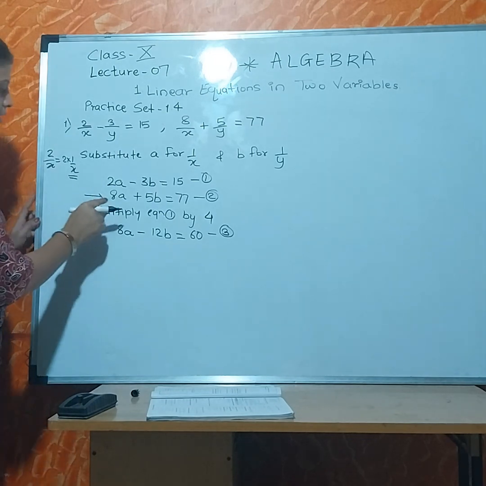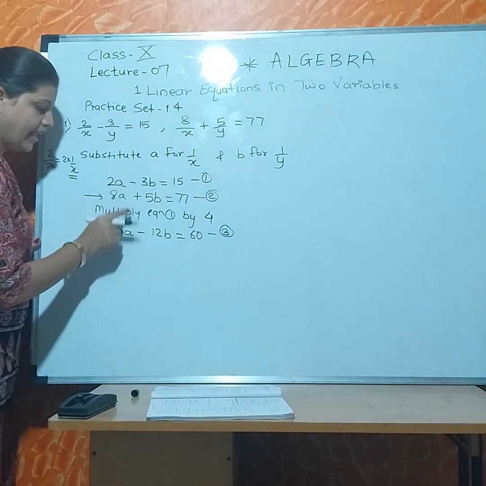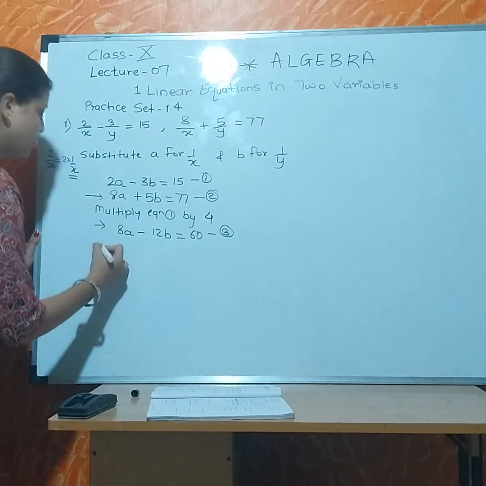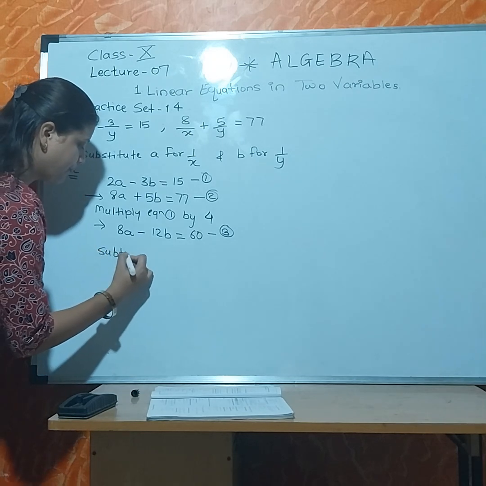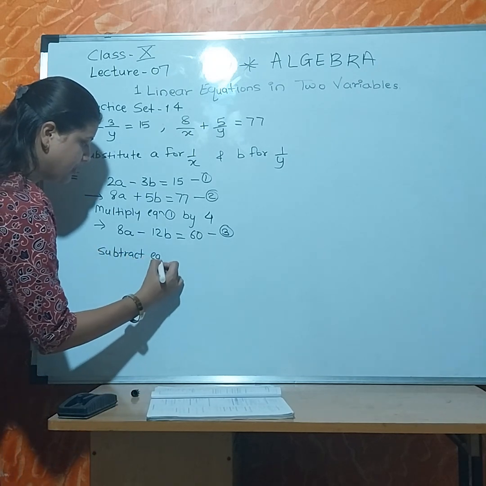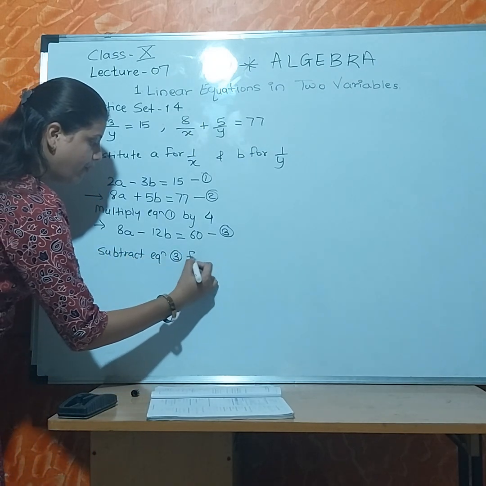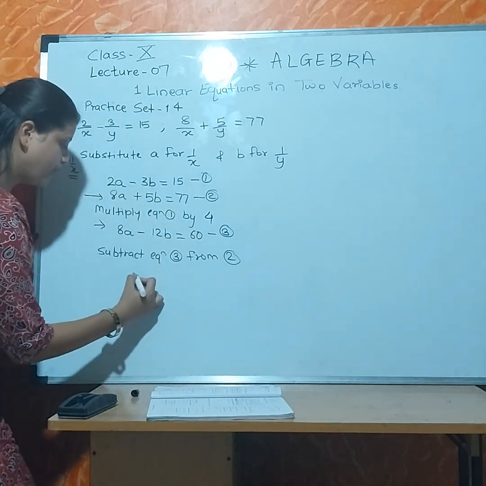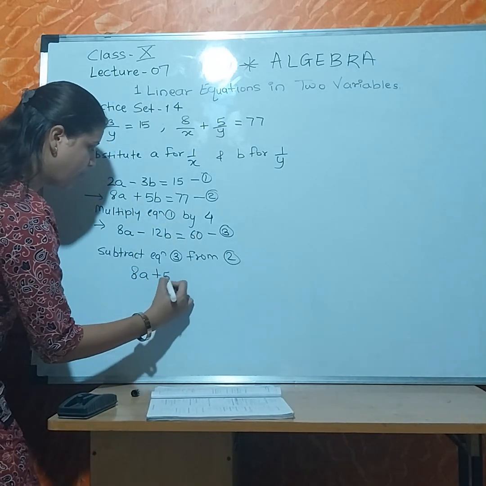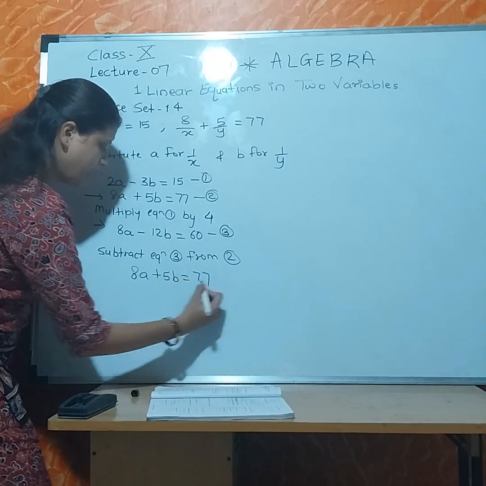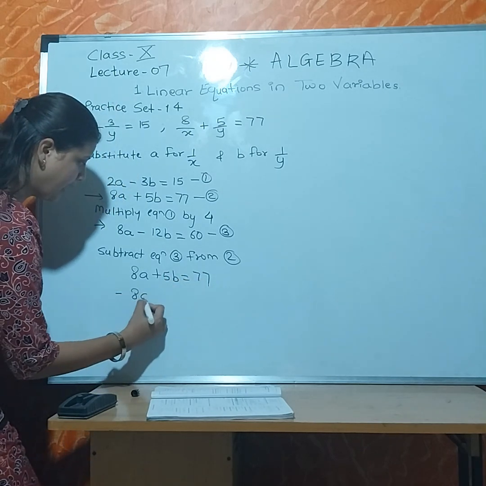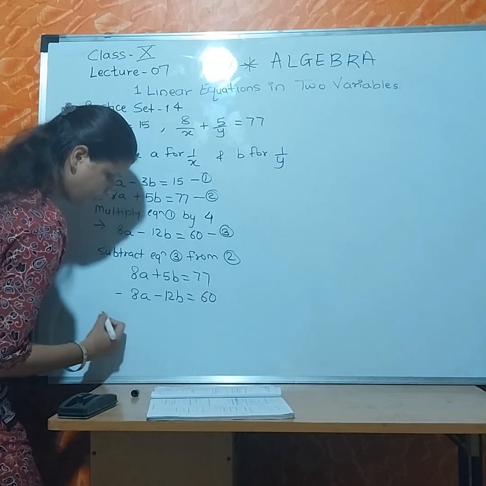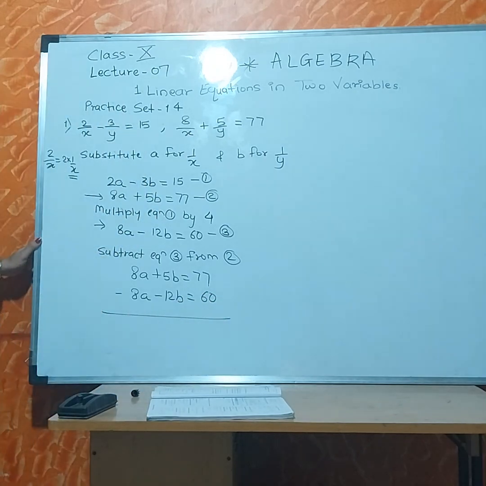To see that, we can check that 8a and 8a both have a positive sign. So we have to subtract equation 3 from equation number 2. So what is equation 2? 8a plus 5b is equal to 77, minus 8a minus 12b is equal to 60. Let us perform this subtraction.